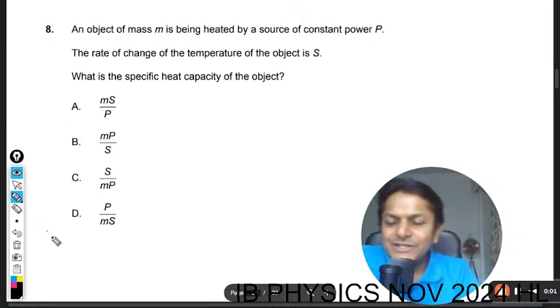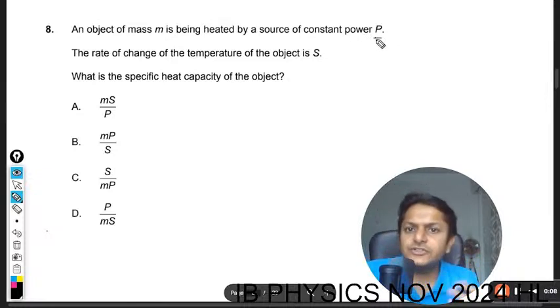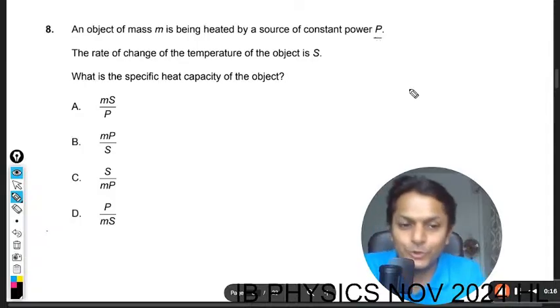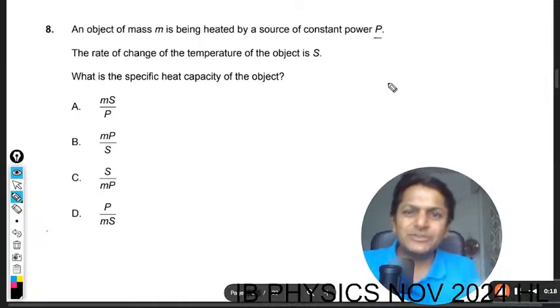Okay, dear student, let's see what is there in this question. An object of mass m is being heated by a source of constant power P. The rate of change of temperature of the object is S. What is the specific heat capacity of the object? Okay, that's a very good question, I would say. The object m is being heated.